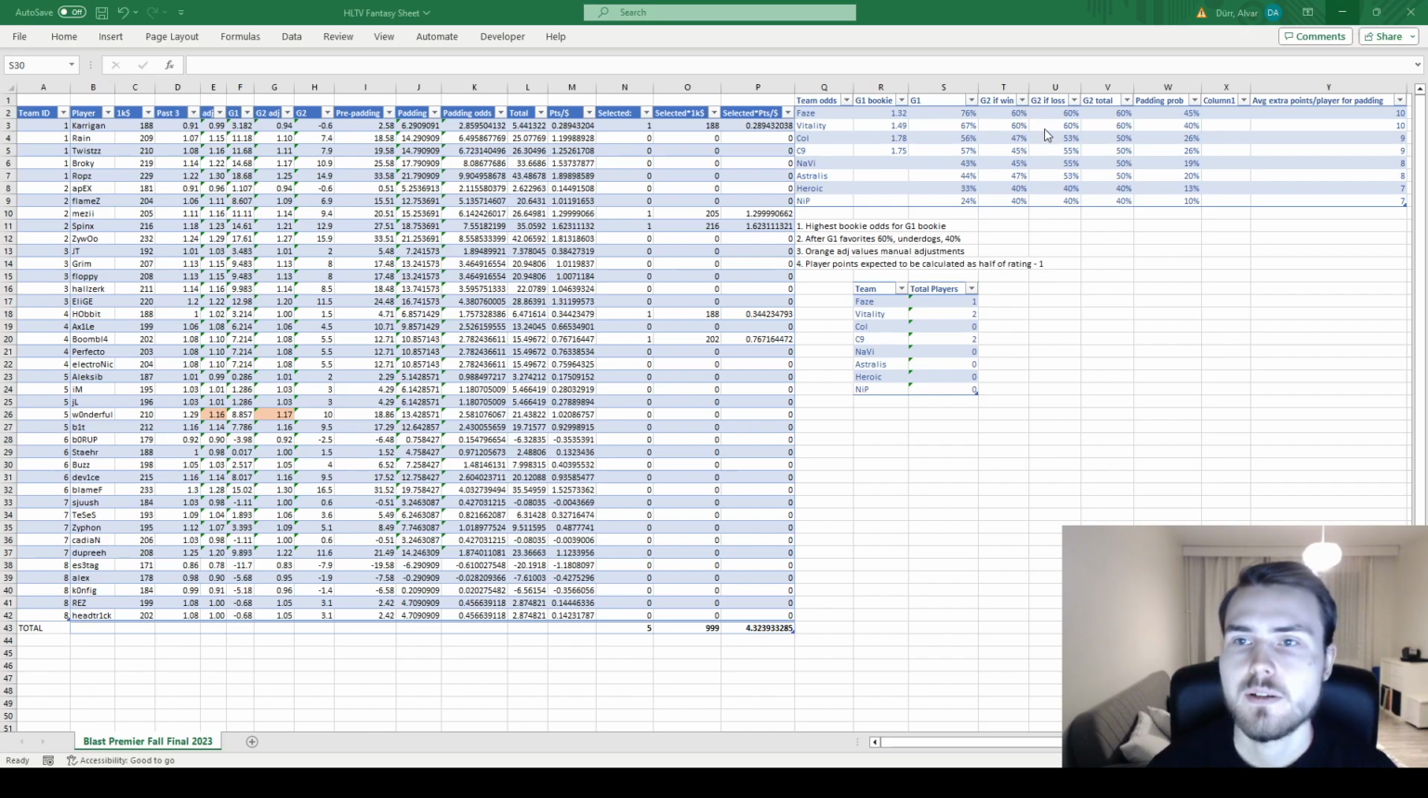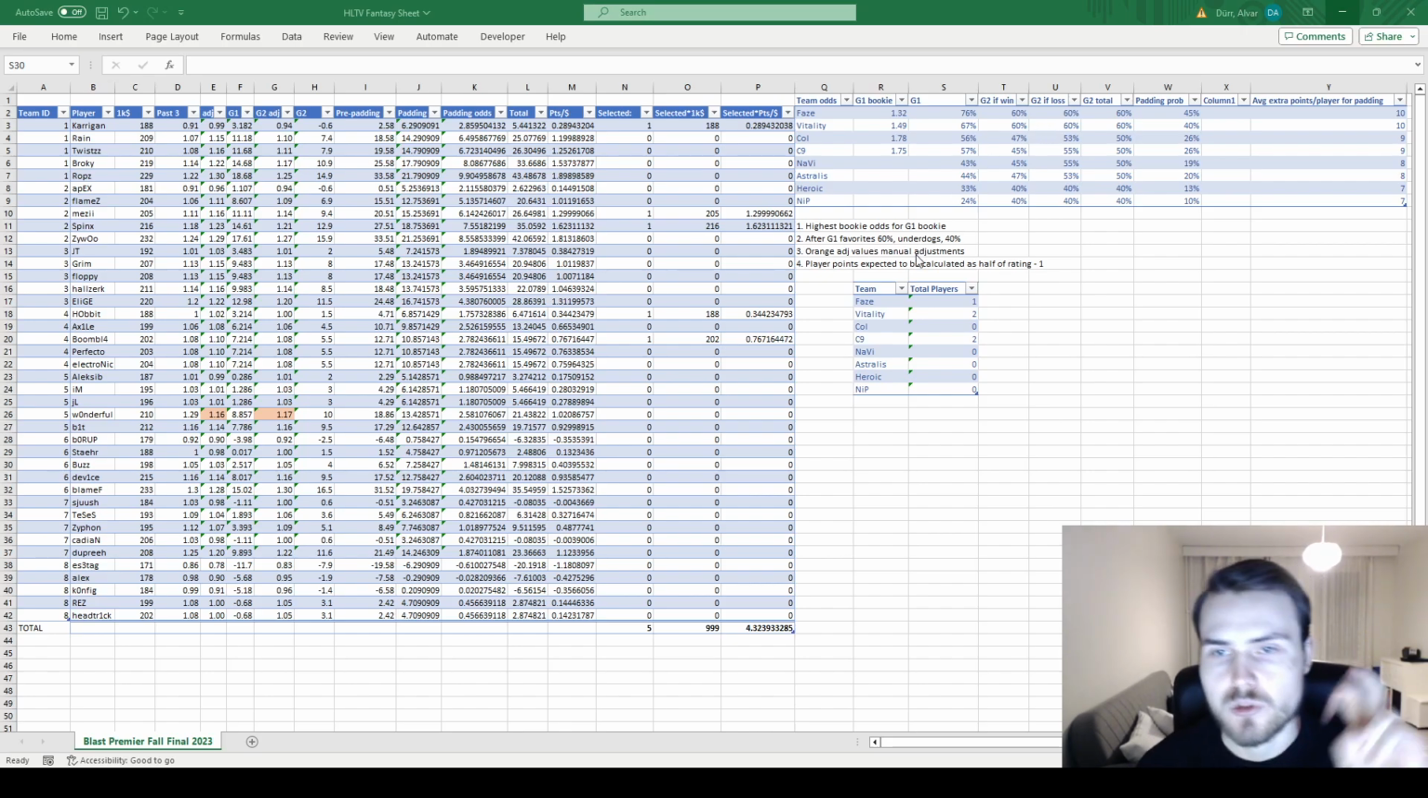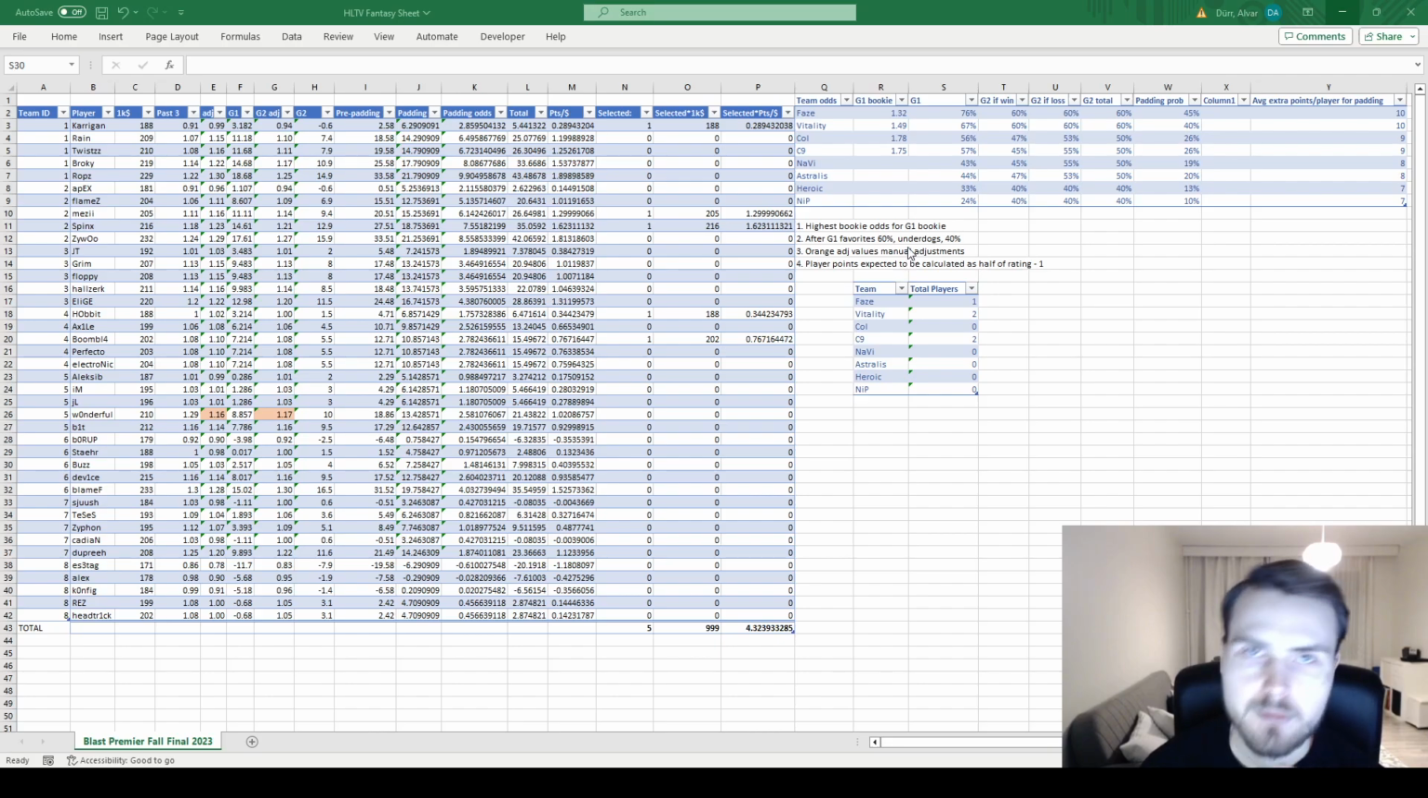And this becomes more difficult because I think it's very difficult to say what the actual winning probability for any team is in any scenario. But I have kind of made the decision, as you can see in these rules I've set for myself. After game 1, the favorites have a 60% chance to win and underdogs a 40%, which I think is somewhat fair.